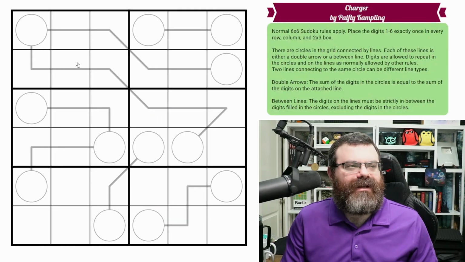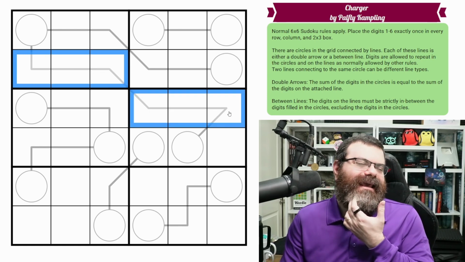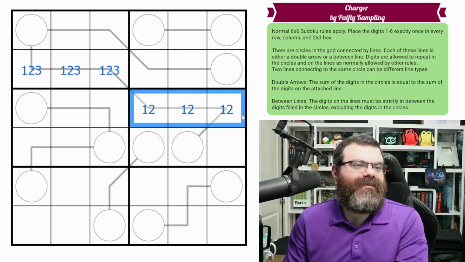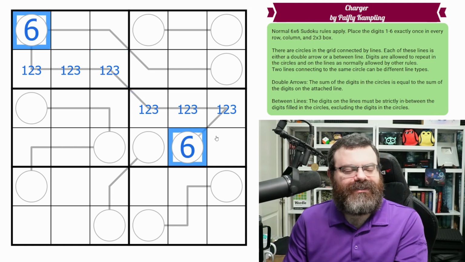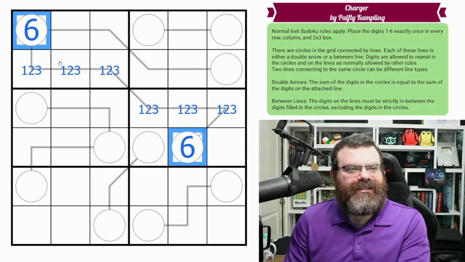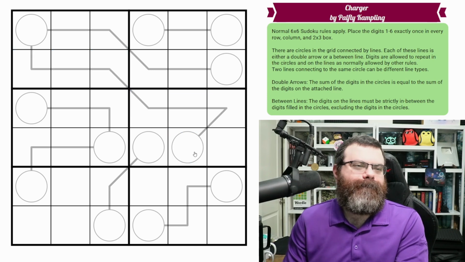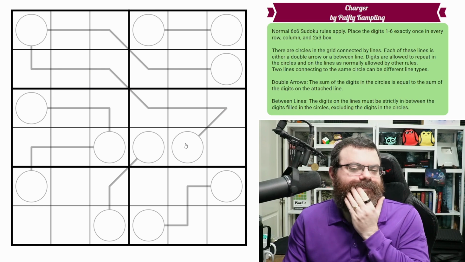Okay, so I'm thinking this is pretty limited if it were a double arrow. In fact, it could be a double arrow, because this could be 1, 2, 3. This could be 1, 2, 3. That in total adds to 12, and we could just put 6 on both ends. So double arrow is still on the table for this guy. Between line is definitely possible.